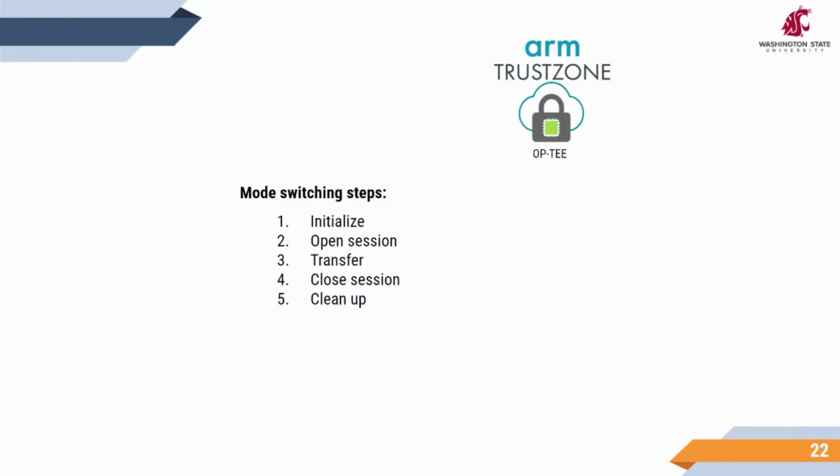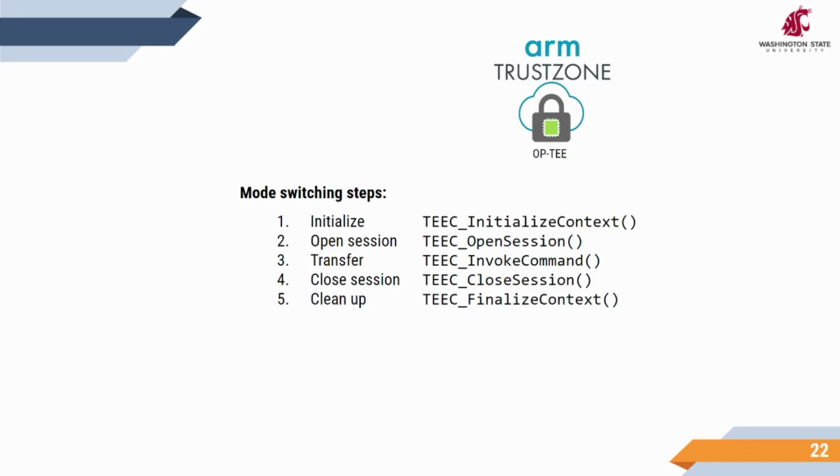It is done in steps. We need to do some initialization and then create a session between the trusted mode and the normal mode. And then we need to send the data from the normal world to the secure world. In this case, we are transferring the actuation command from one world to another. And then finally, we clean up the session. Now, if you see, TrustZone developers provide specific APIs for each of those operations.